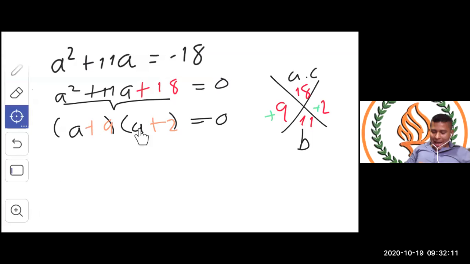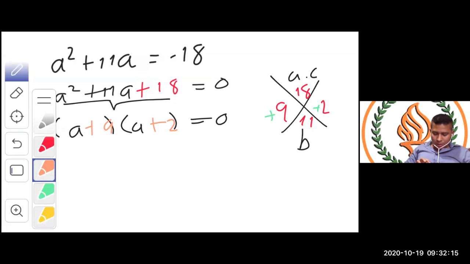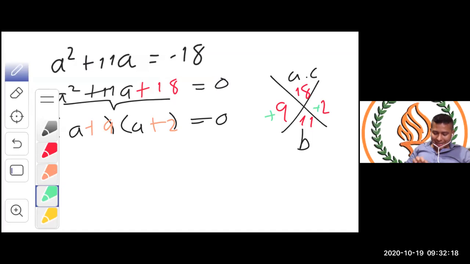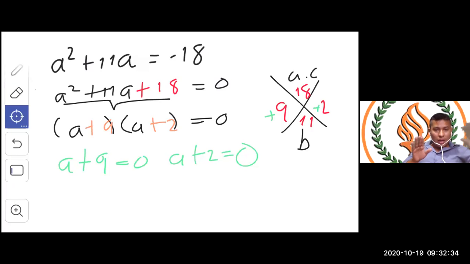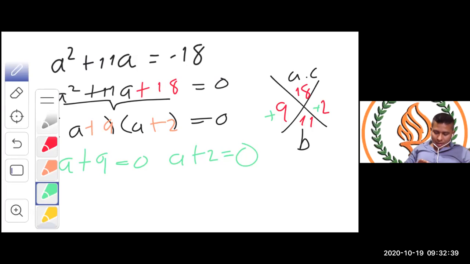Now, guys, we're going to use the zero product property. What is that? Something pretty simple. It sounds a little bit fancy, but it's extremely simple. You're going to copy your first expression, a plus 9, and set that equal to 0, and the second one too: a plus 2 equals 0. And now you're going to solve for each of these expressions. You need to leave the variable completely alone. Okay, let's do it.